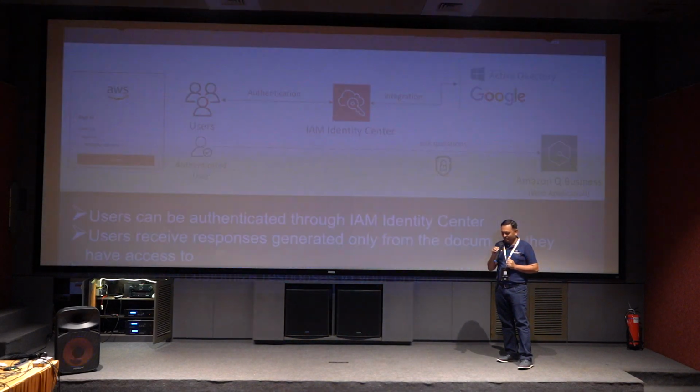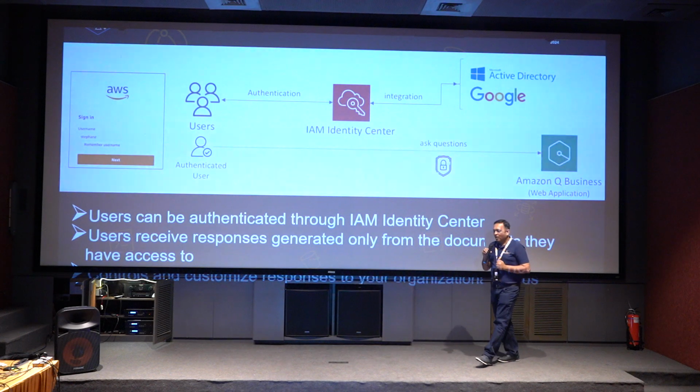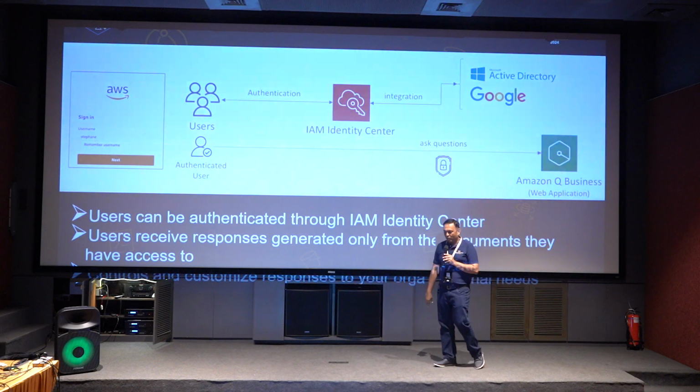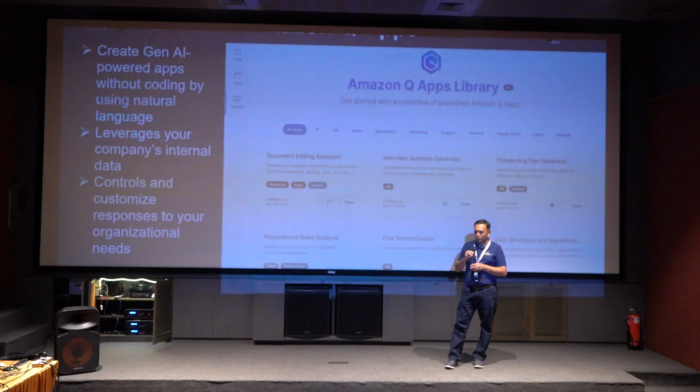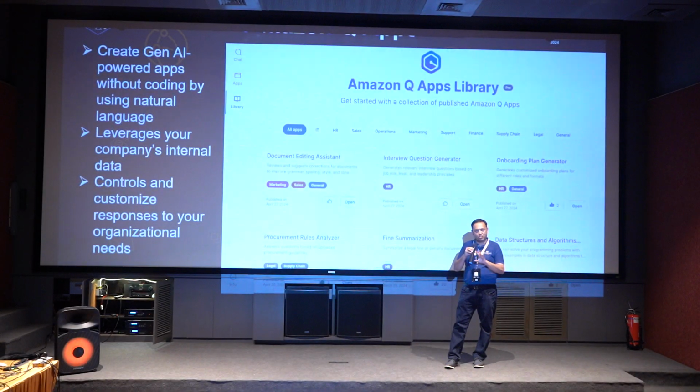Next. Authentication. So Amazon Q also supports authentication through multiple services: Cognito, Active Directory, Google. Next. So you need not write any code for authentication, you just have to do the integration.